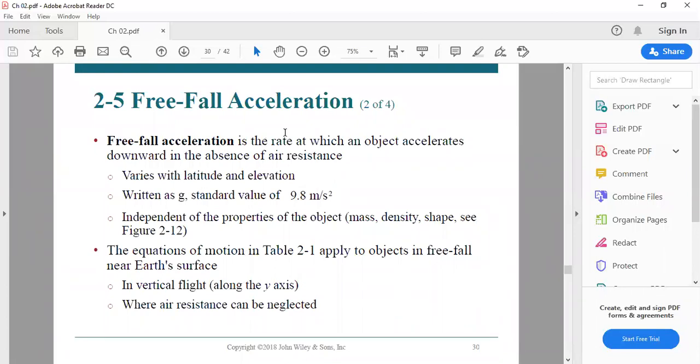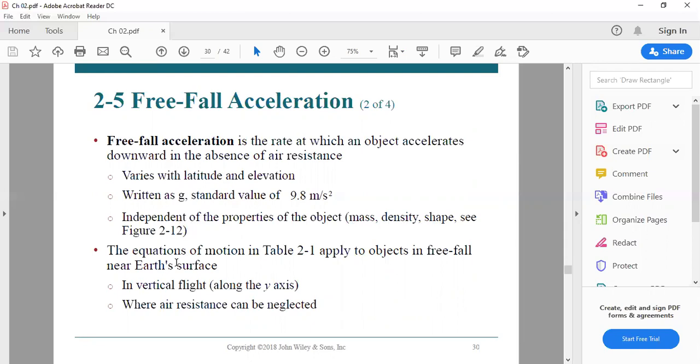So free fall acceleration is the rate at which an object accelerates downward in the absence of air resistance. It's going to vary with your latitude, how far you are above or below the equator, and your elevation, how far up you are. It's going to be written as g, again, 1g, which is 9.8 meters per second. It's going to be independent of the properties of the mass. Doesn't matter what it's made up of, doesn't matter how dense it is, doesn't matter how it's shaped, and so forth.